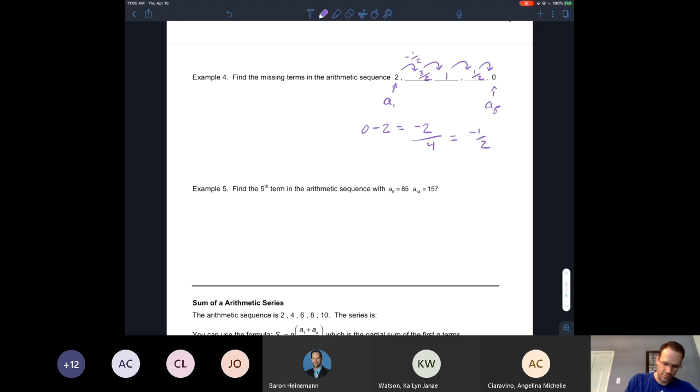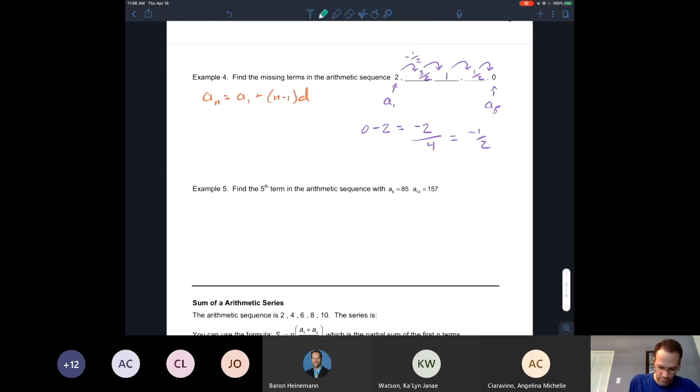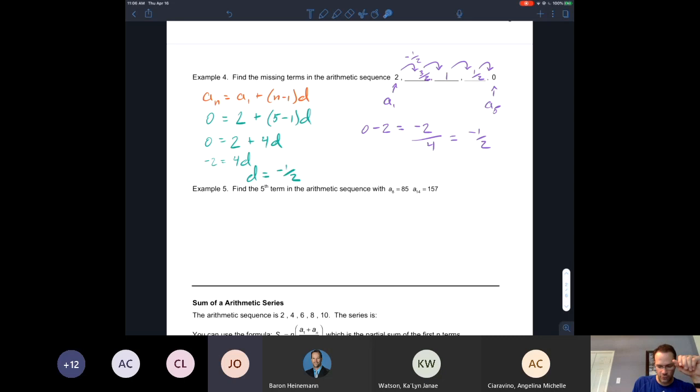Nothing to it. But if you're using the formula, a sub n is the first term plus n minus 1 times d. You use that formula to find d. Then a sub n we're going to say is the fifth term. That was 0. A sub 1 is the first term. That was 2. And then n is 5 because a sub n was the fifth term. So 5 minus 1 times d. 0 equals 2 plus 4d. You'd subtract the 2 and then divide by 4, and d is negative a half. So using the mathematical formula, you get the same thing you did if you just thought it through mentally in your head. All right.